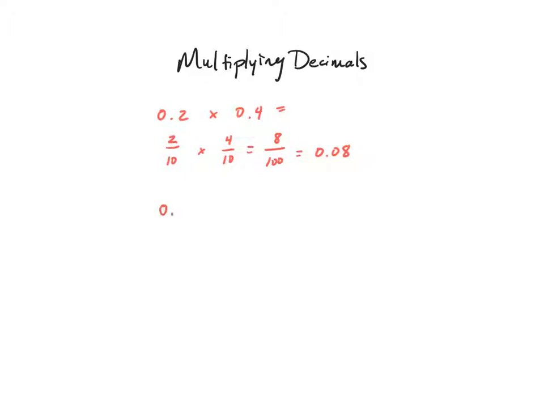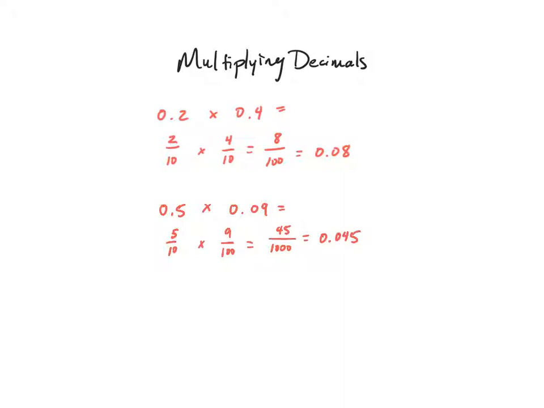Let's now look at 5/10 times 9/100, and I'm going to do exactly the same thing. I'm going to write them as fractions, and then I'll multiply the numerators and the denominators. 10 times 100 is 1,000. I can rewrite that as a decimal. 45 ends in the thousandths place.